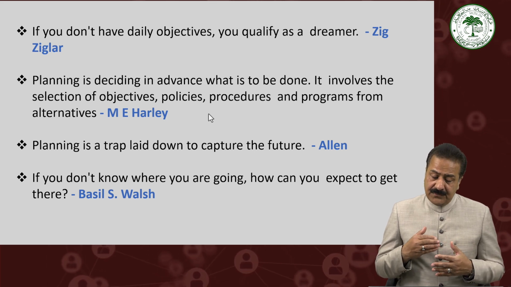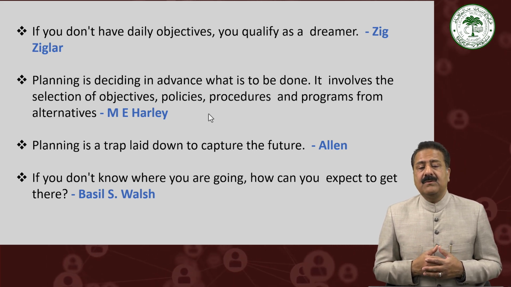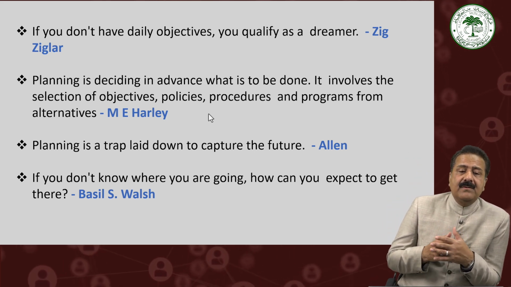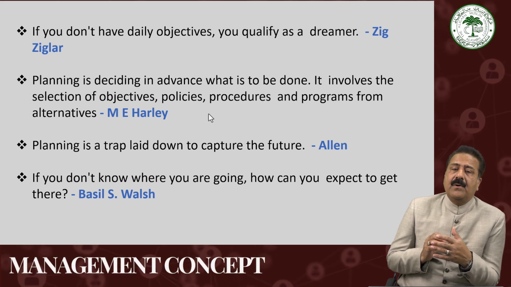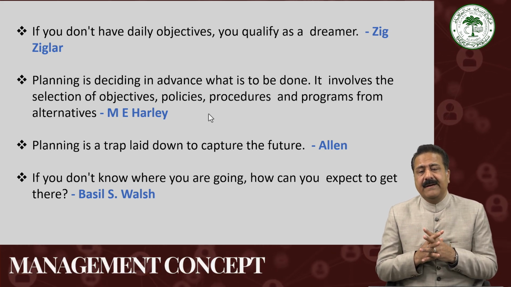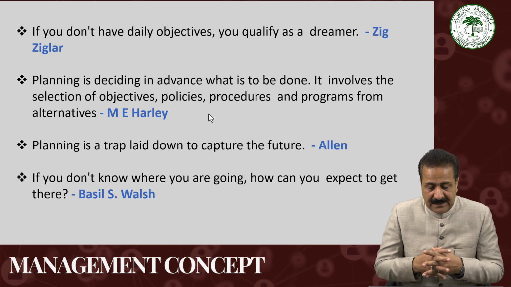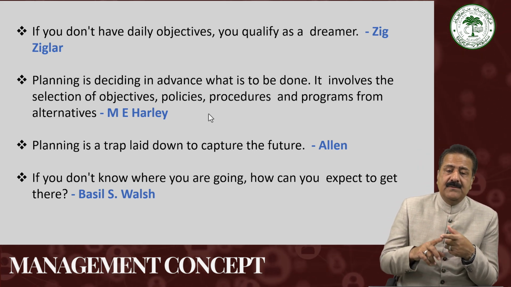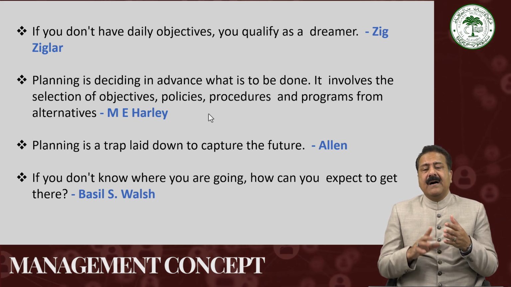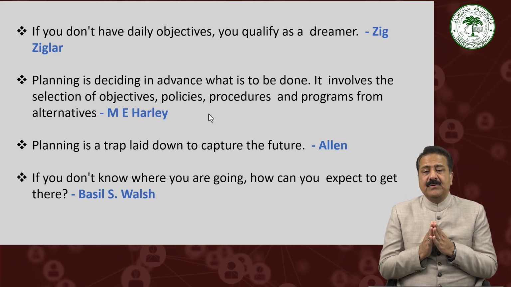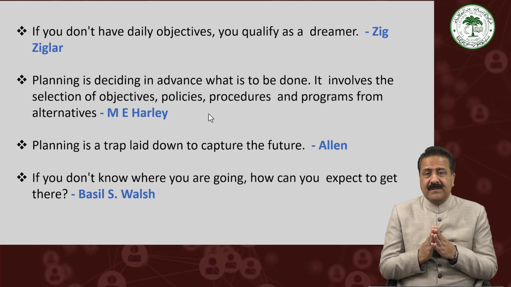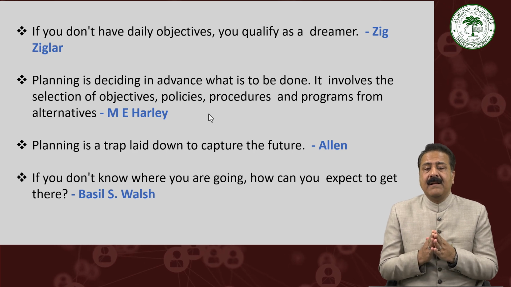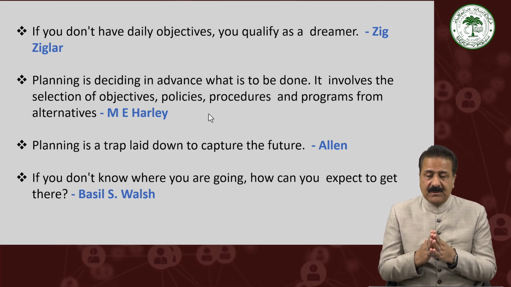Planning, students, according to Amy Horley, is also about deciding in advance what is to be done. And he says that it involves the selection of objectives, policies, procedures, and programs from the alternatives. What he says is that some best options are to be chosen from out of several. So here, the objectives, policies, procedures, and programs are there. What is best, that is to be chosen, and that is a process of deciding in advance before it is done. It is decided what we are going to do. We have to choose the best option.